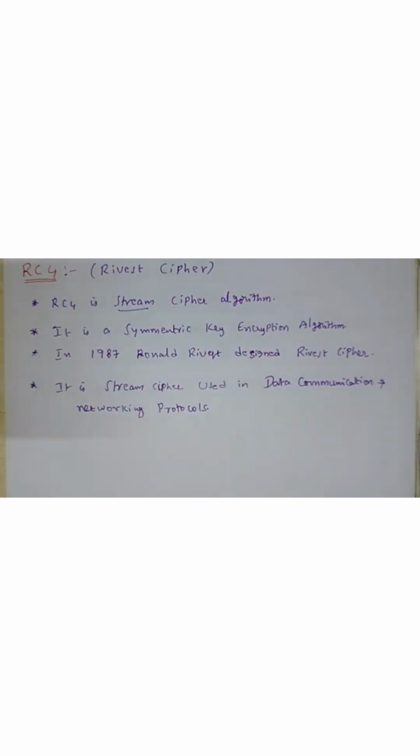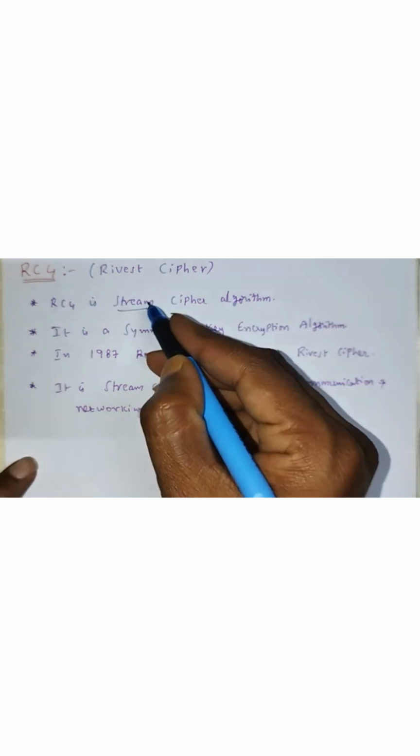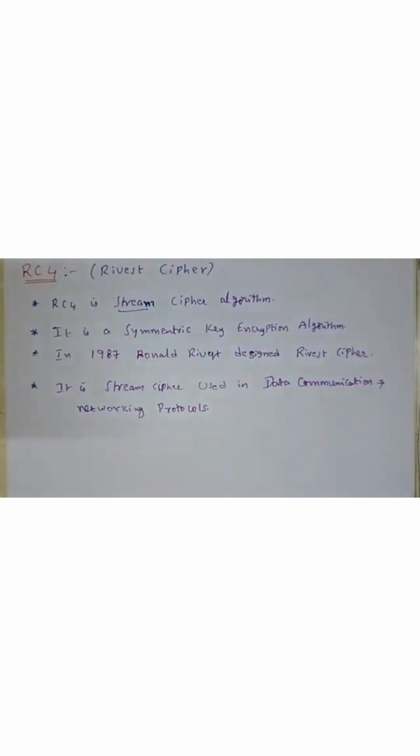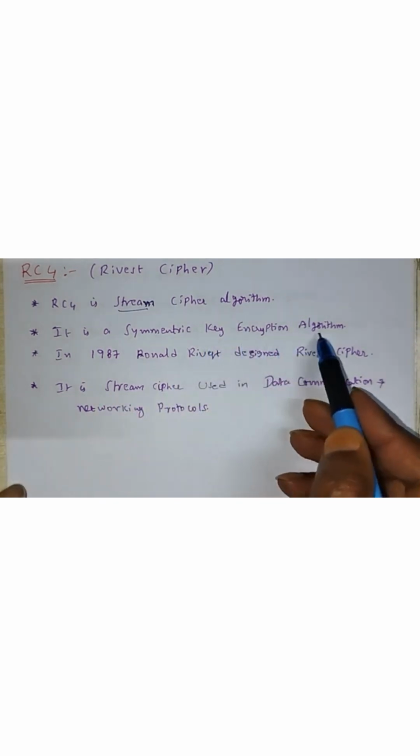A stream cipher is one where the plain text is divided into a number of streams. Previously we saw what a block cipher is. In a block cipher, the plain text is divided into a number of blocks. Here also, a stream cipher divides the plain text into a number of substreams. RC4 is a symmetric key encryption algorithm.